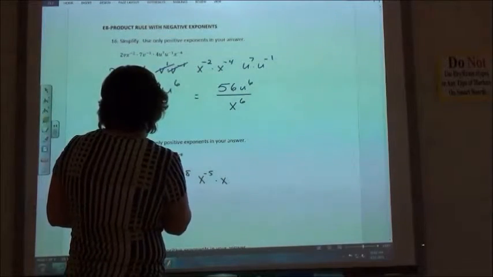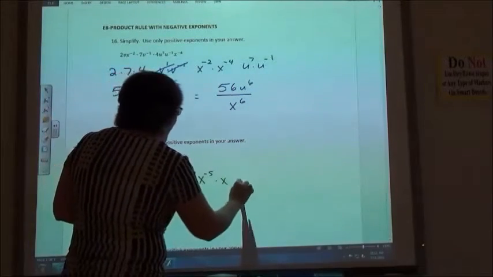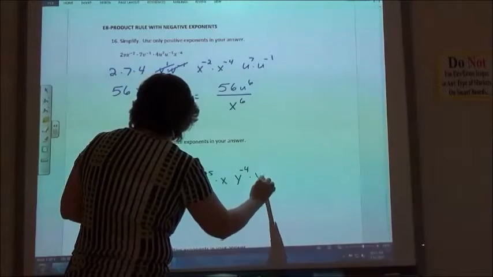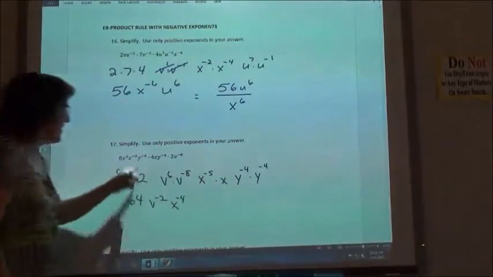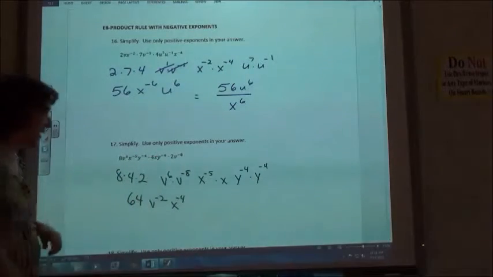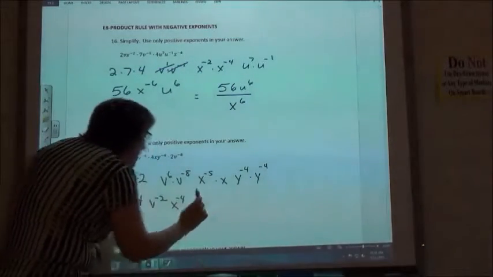How do you get y squared? Oh wait, just kidding, I didn't see that. Negative 8, because I have y to the negative 4 and another y to the negative 4. Y to the negative 8.